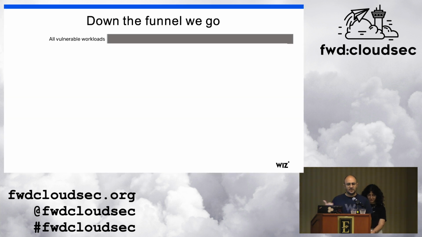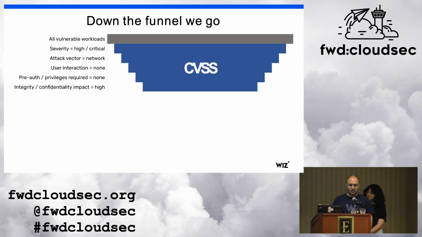So let's try to take the 200-something thousand vulnerabilities that we started with, check where they exist in our cloud environments, and try to triage them and understand what we can do to make this number a lot smaller. So we'll go down a funnel diagram. We'll start with all our vulnerable workloads in our environment. The next thing we can do is use a bunch of CVSS metrics that correspond to the initial access potential we spoke about before.